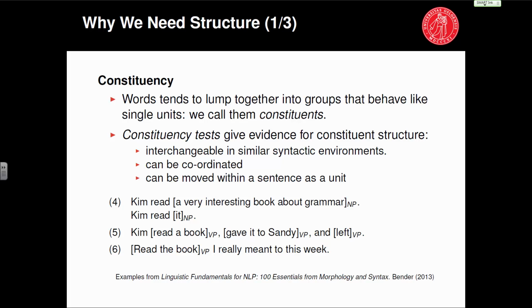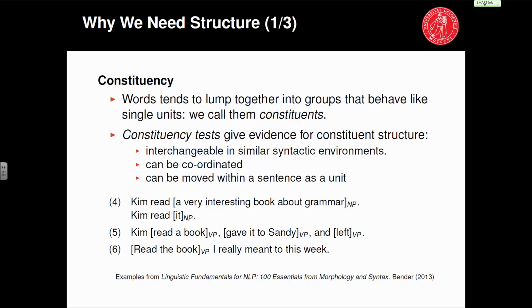Kim read a book, gave it to Sandy, and left. That's coordination. X, comma, Y, comma, and Z. And that tells us that X, Y, and Z each should be constituents, and they should be compatible in categories. So in these cases, we call these verb phrases: read a book, gave it to Sandy, left.